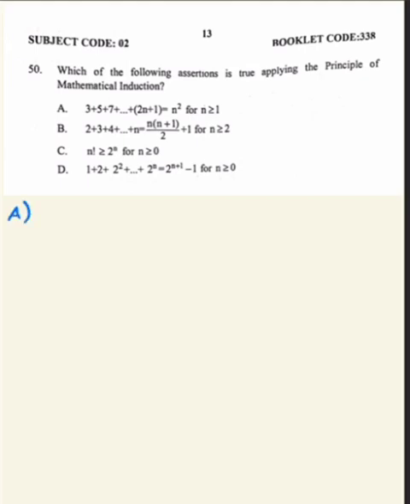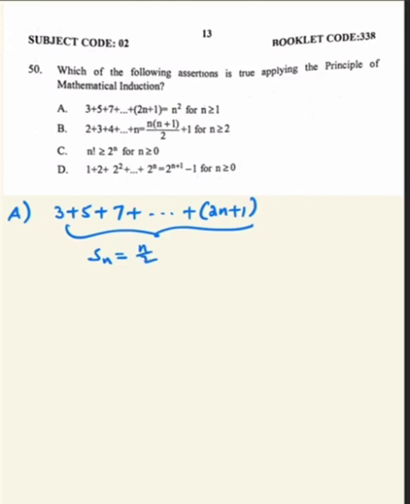Let's look at what is in option A: the sum of odd numbers starting from 3. The sum of odd numbers, this summation or this pattern is an arithmetic sequence, so you can use the formula for an arithmetic sequence. The sum of the first n terms of an arithmetic sequence is given by n over 2 times 2 times the first term plus n minus 1 times the common difference.